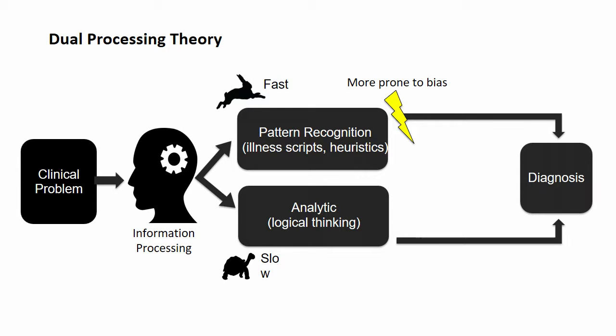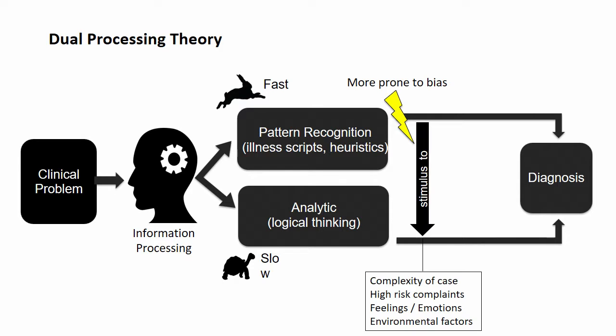However, we operate mostly in the fast pattern recognition mode, and so that's where we're going to focus our efforts today. So the goal is to recognize that you're prone to bias in this thinking, receive a stimulus, potentially recognizing the complexity of the case, high-risk complaints, recognizing the feelings and emotions of your team that they may be expressing, or environmental factors, recognizing that you may be boarding 50 patients in your waiting room, and on this shift you need to potentially think a little bit differently.